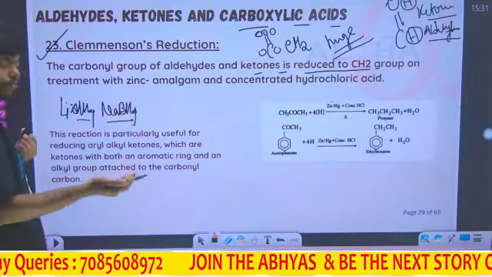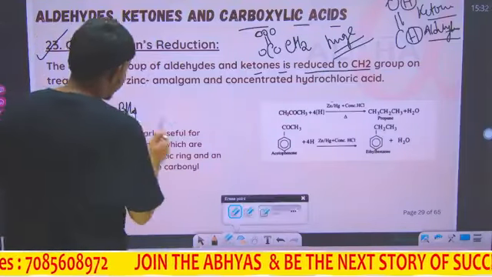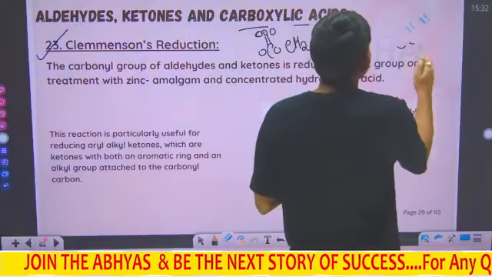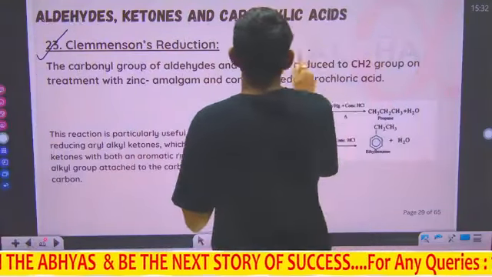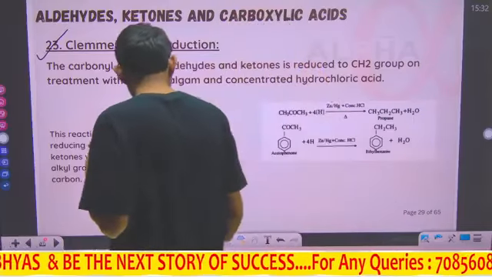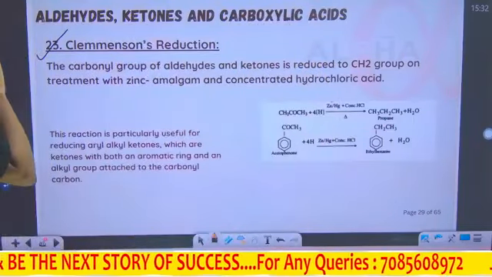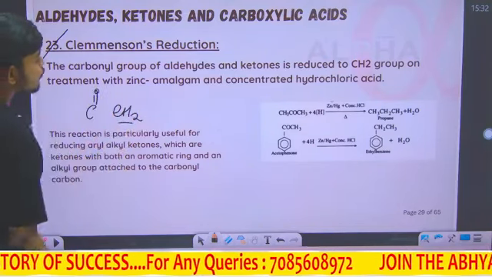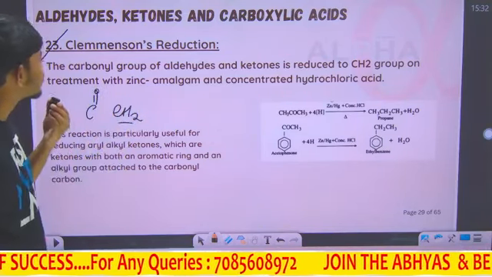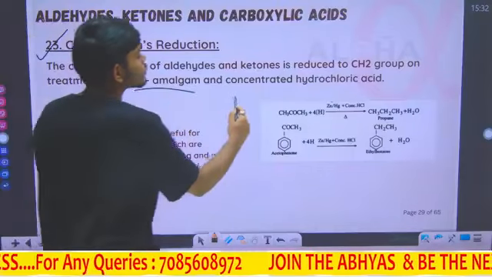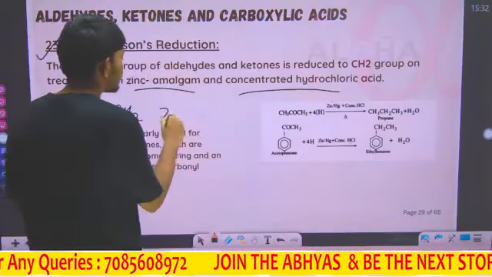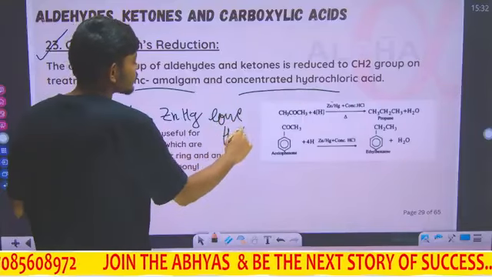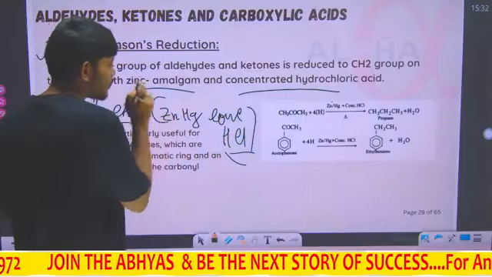And your other reagents are there, already told you. Let's not go to that part. Let's discuss Clemmensen reduction. The CO carbonyl group is directly converted to a CH2 group, whether it is a ketone or aldehyde, doesn't matter. It is treated with zinc amalgam and concentrated HCl: Zn-Hg, conc. HCl. These are your reagents in Clemmensen reduction.